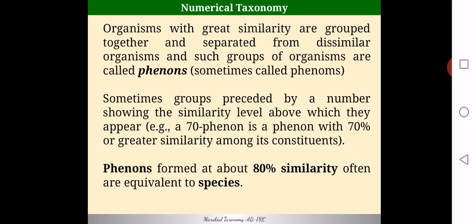So organisms with greater similarity are grouped together and separated from dissimilar organisms, and such groups of organisms are called phenons, or sometimes phenoms. Usually a phenon will be given a number before it, like 70 phenon, 80 phenon, which represents the percentage of similarity. A 70 phenon is a phenon with 70% or greater similarity among its constituents. And usually two organisms or a cluster of organisms with 80% or more similarity are often equivalent to a species.